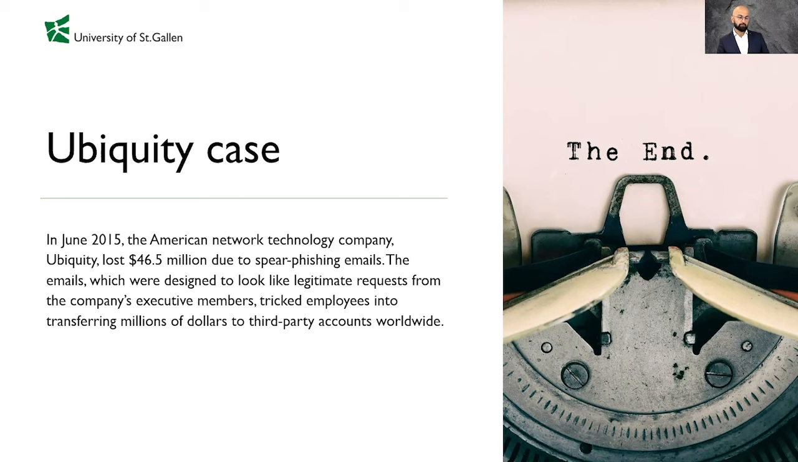The manager of the company received an email from Seaboard saying they had to transfer money to the accounts of the CEO. In this case, an employee of the finance department transferred almost $47 million to an unknown account. That was one of the biggest spear-phishing attacks in history.